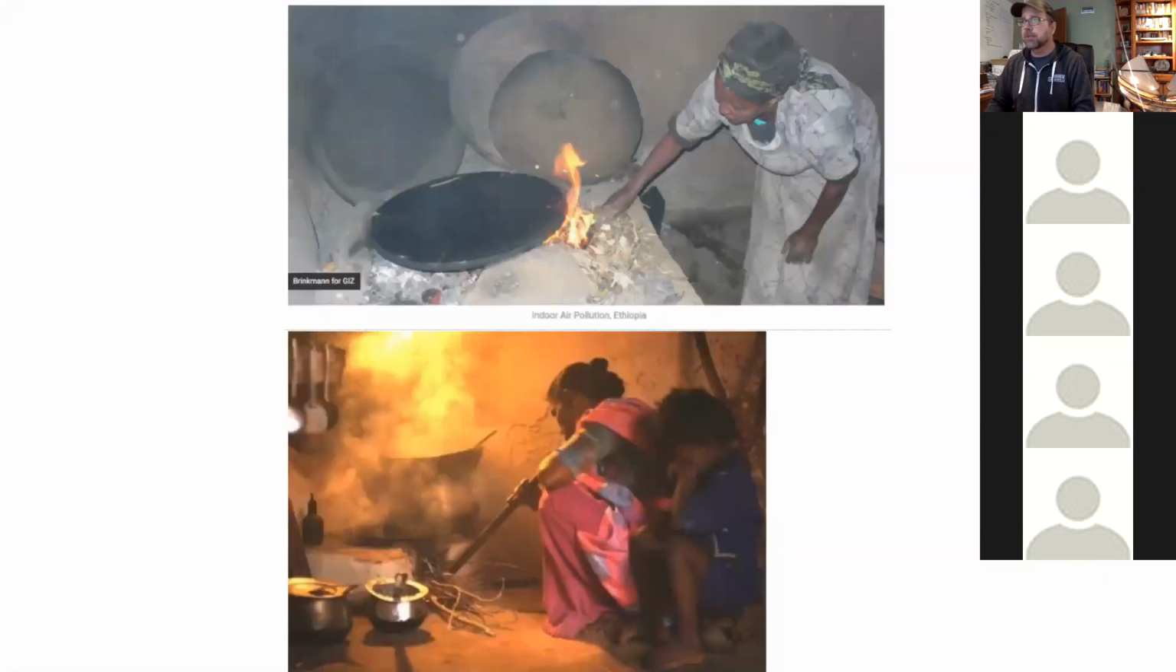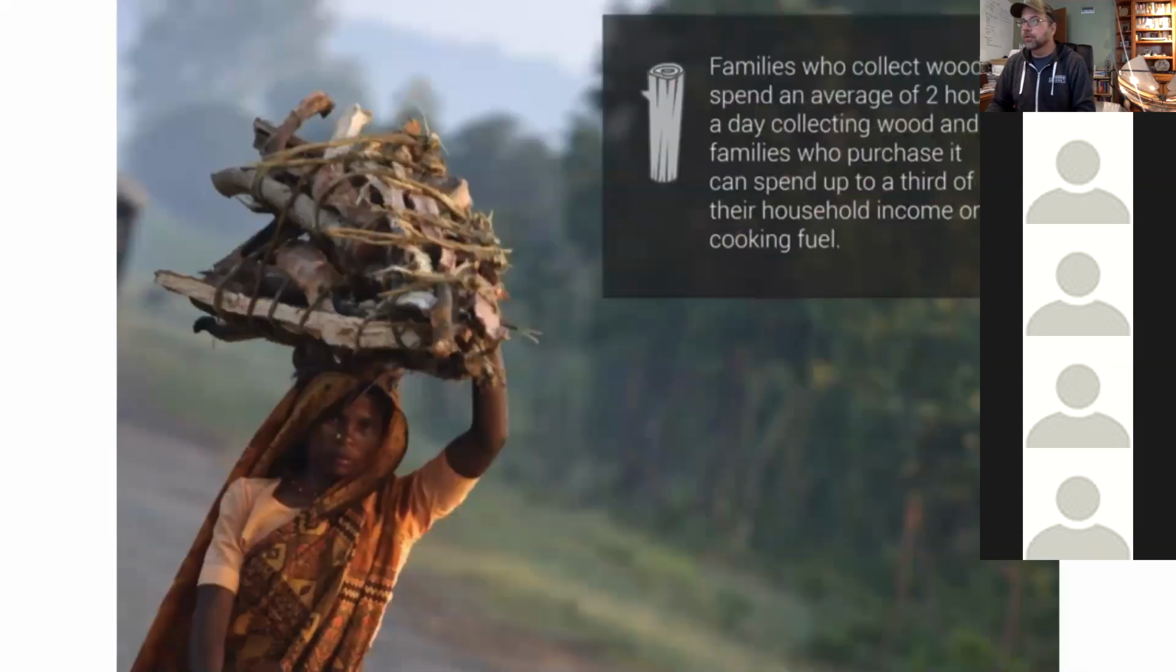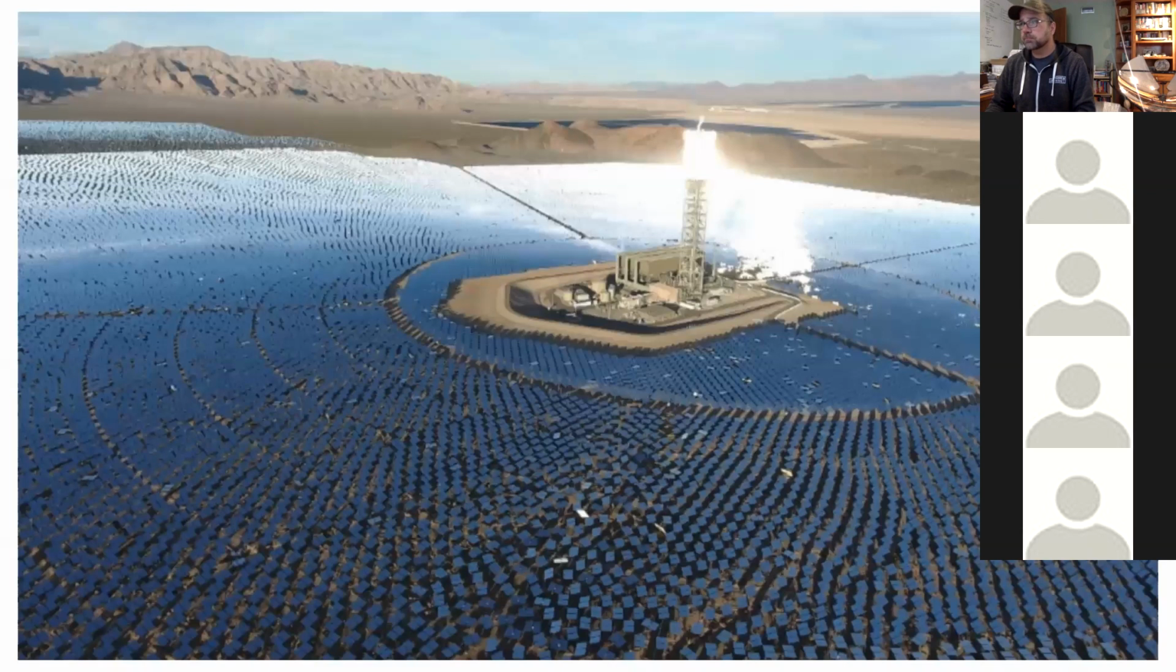Here's a couple other examples of people cooking with fires and continually having smoke in their lives. And then also we have the wood burning stove. We also have people that spend a lot of time and energy gathering wood, and this takes a lot of time. For some families, this might be a third of their time spent gathering firewood.